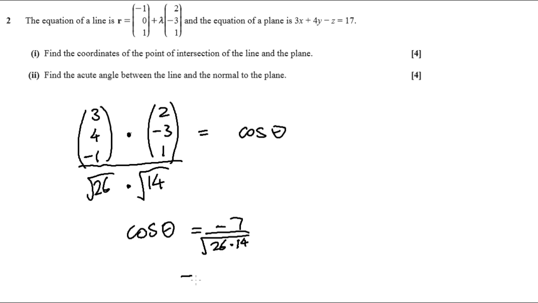Put them all into the calculator and you should be able to get that theta is 111.52 degrees. Note that we want the acute angle, which means that we need to take this value off 180 in order to find the smaller angle, which should be 68.5 degrees, rounded to 3 significant figures.